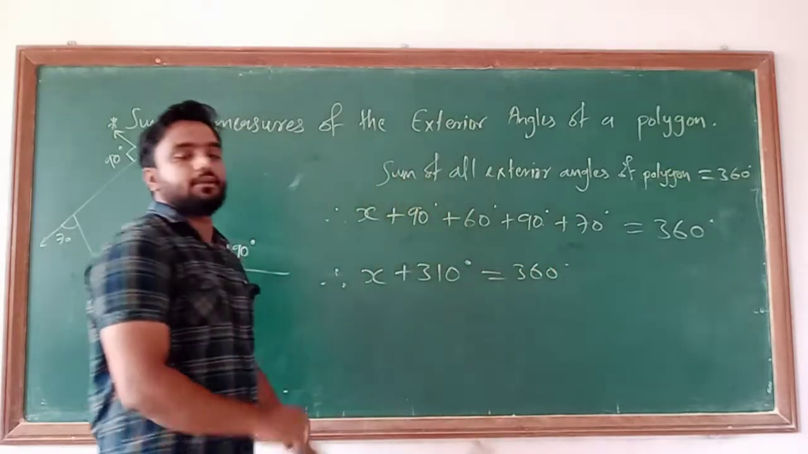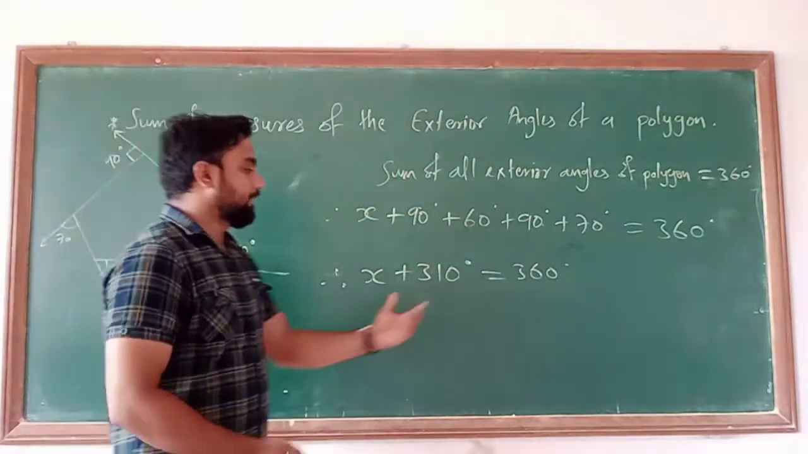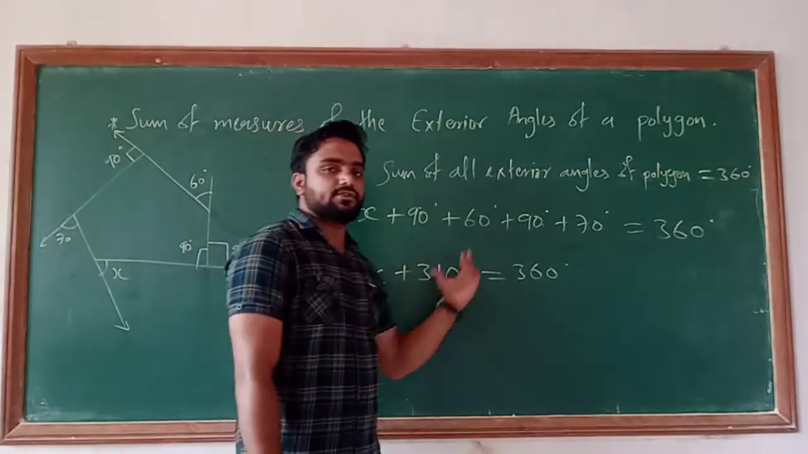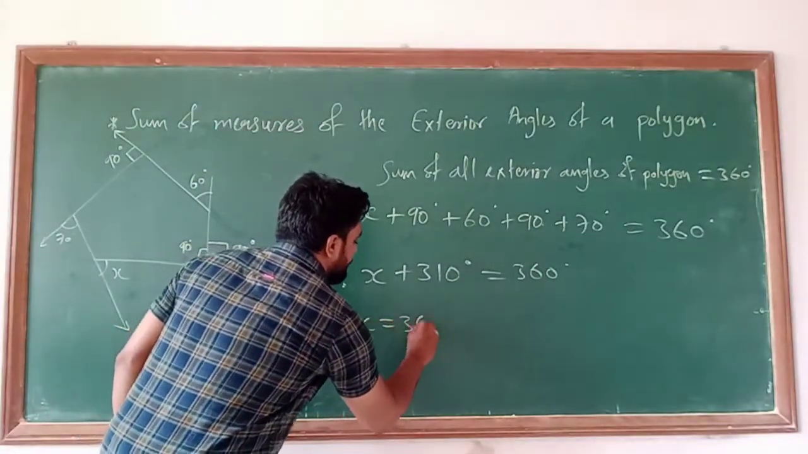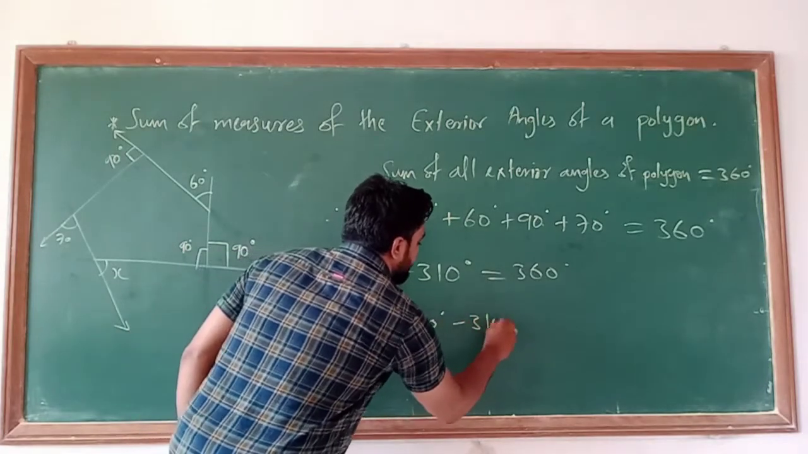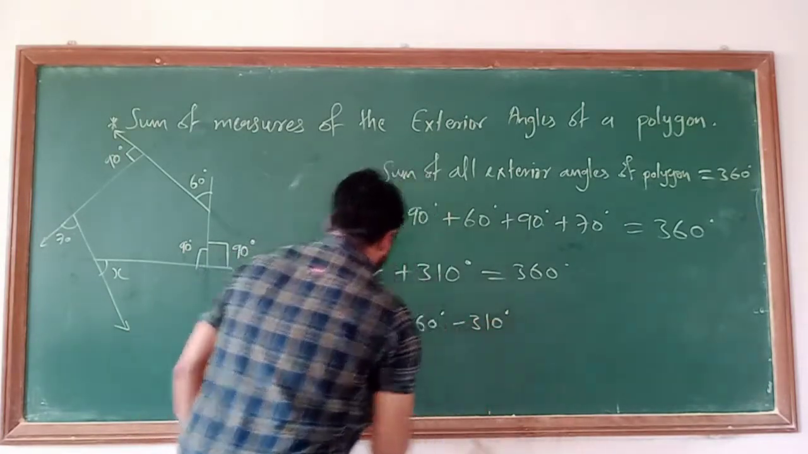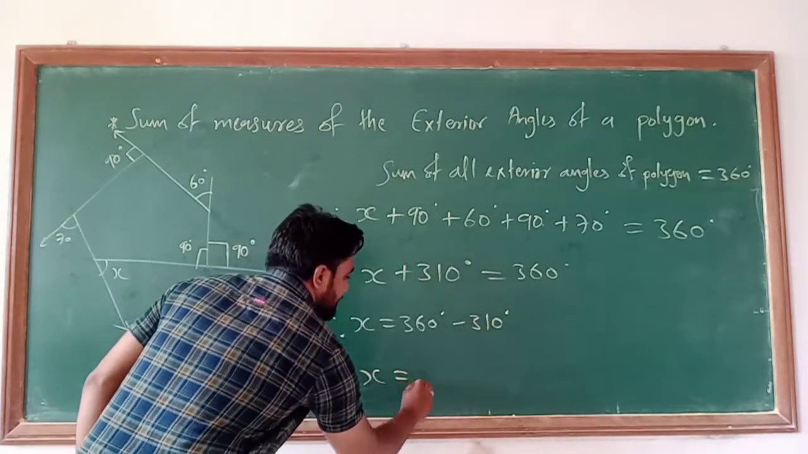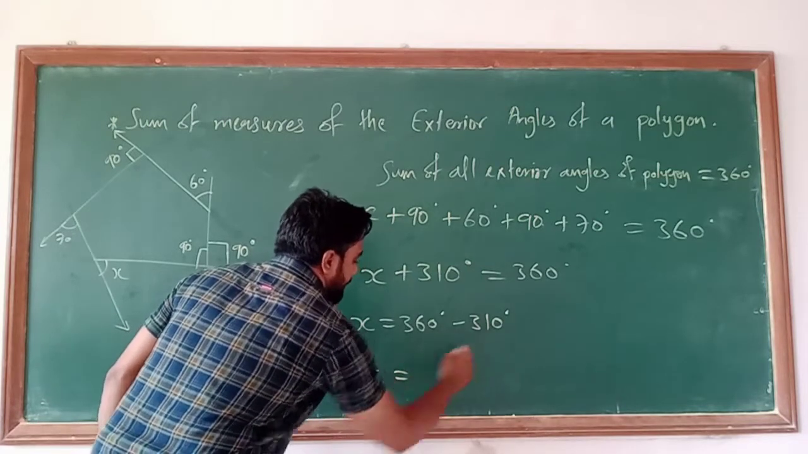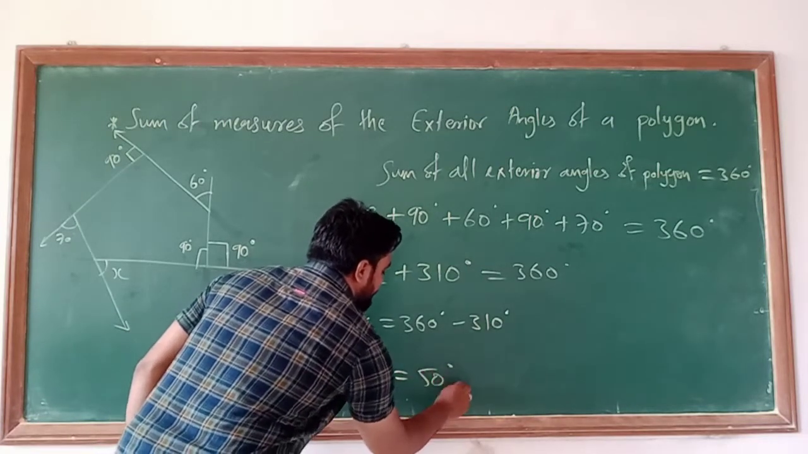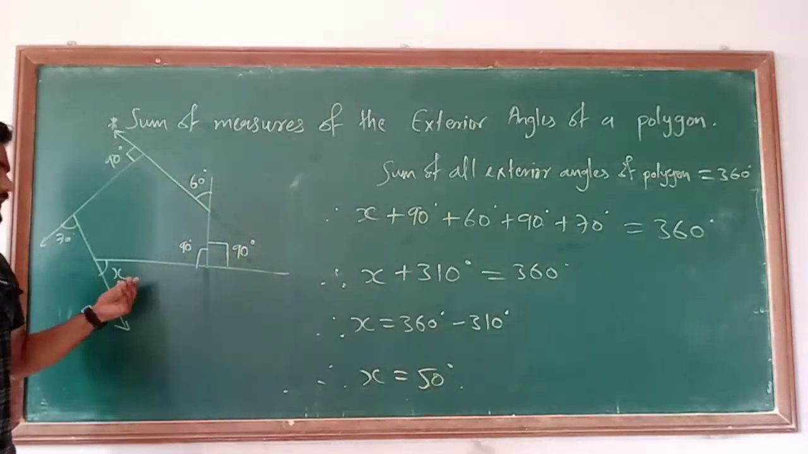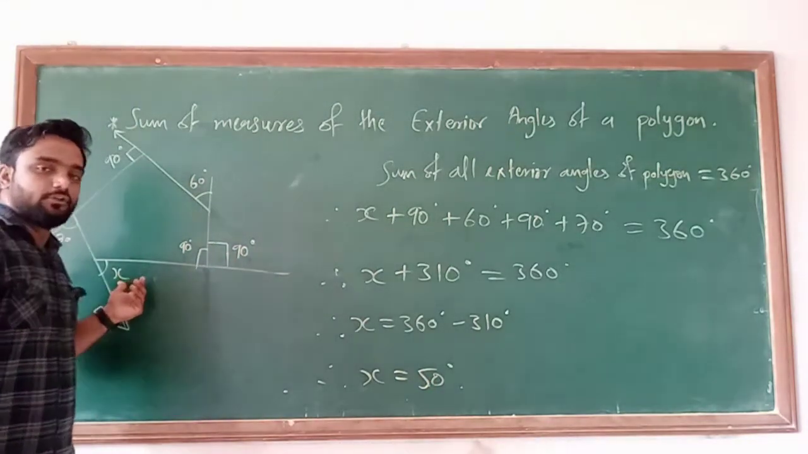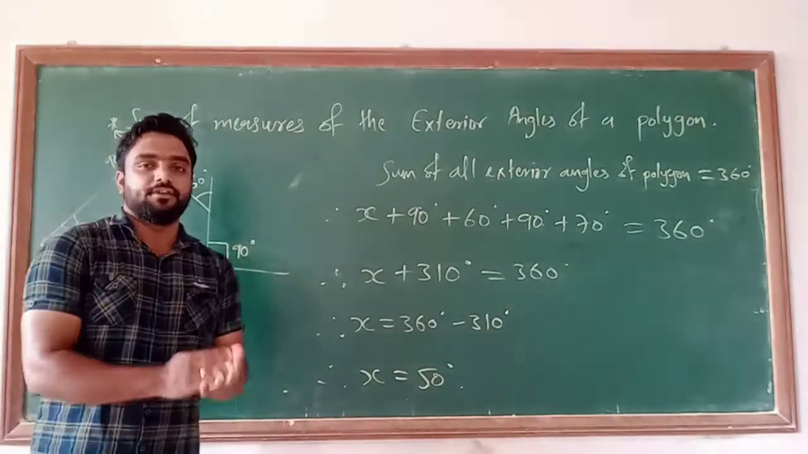So therefore x plus 310 degree, that is equal to how much? 360 degree. Okay, now change the side of 310 from LHS to RHS. So therefore x is equal to 360 degree minus 310 degree. So the value of x is equal to how much? 360 minus 310, that is equal to 50 degree. So the unknown exterior angle x is equal to 50 degree.